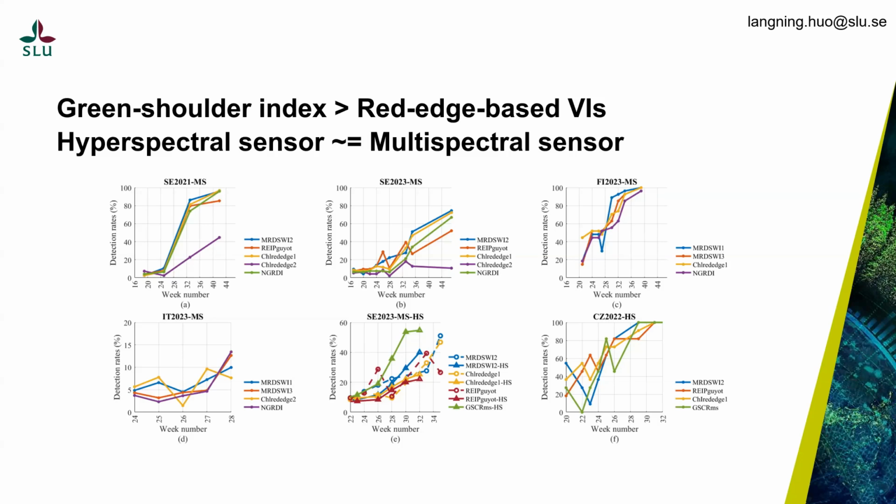Another perspective we compare between the two sensors is the bands. Assuming that we don't consider green shoulder bands, and we only consider the red edge bands calculated from the multispectral sensor or hyperspectral sensor, they are actually very similar. So we conclude that the hyperspectral sensor can detect more trees not because they have narrow bands, but just because they have this green shoulder region. So we assume that if a multispectral sensor can also provide these green shoulder bands, then the multispectral sensor can also be a really good detector for stressed trees.